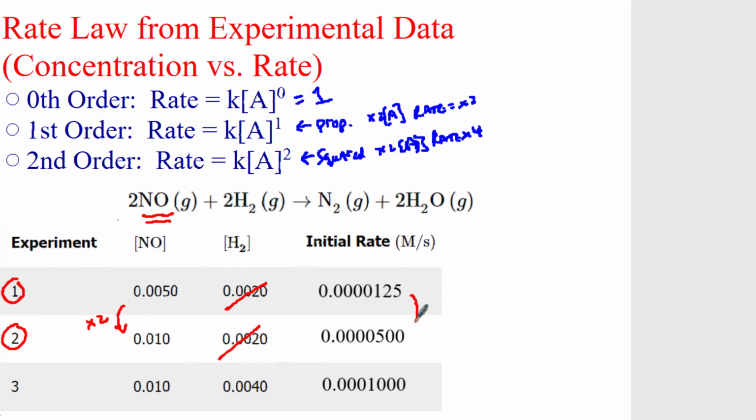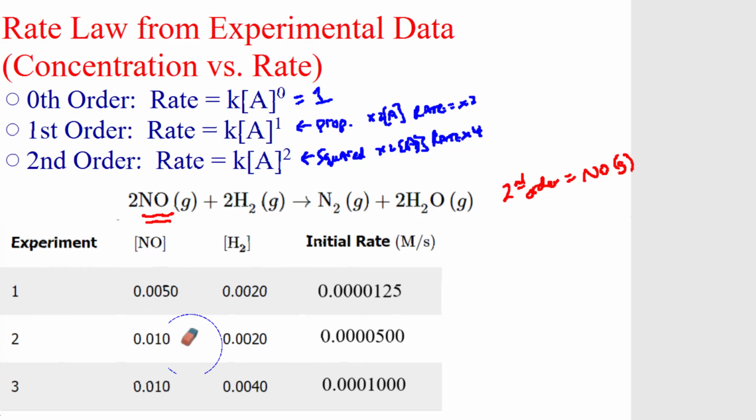Well, look at what happened to the rate. The rate went from 125 up to 500. So if you don't see that, divide the bigger one by the smaller one. If you take 500 divided by 125, we get it multiplies by 4. Now just think about that. We doubled the concentration of NO and the rate quadrupled. Which one is that? Is that 0 order, first order, or second order? That's second order. So it's second order with respect to the NO gas.